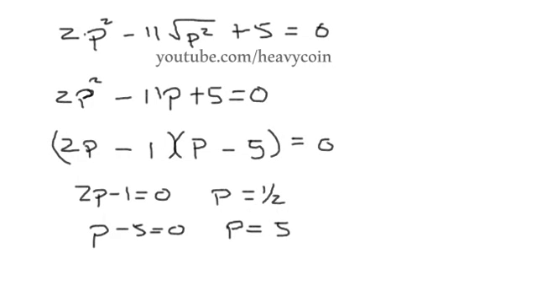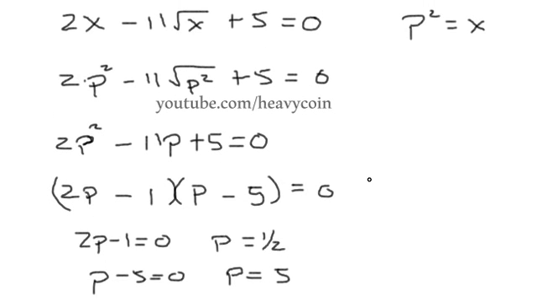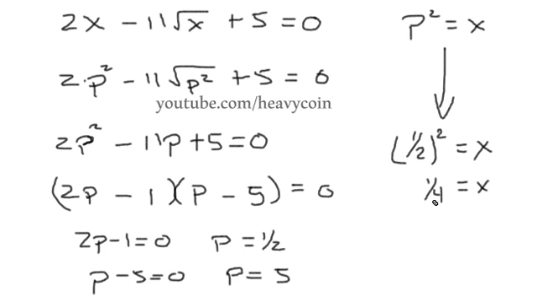Alright, so now that we have solved this equation, we're going to go back up to here in our original and just plug this stuff in. So we have a half squared, so this becomes 1/4. So we know that 1/4 is one of our solutions, and then we're going to plug in 5 squared, and our other solution is 25.